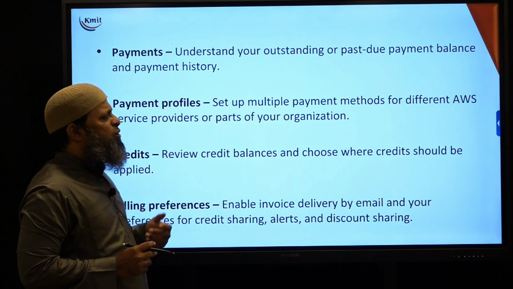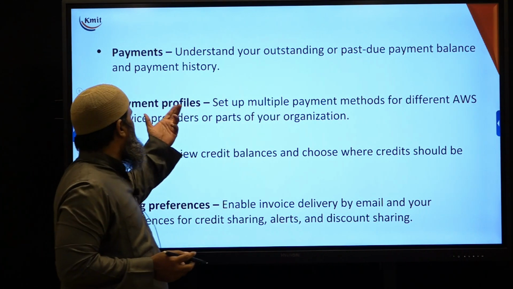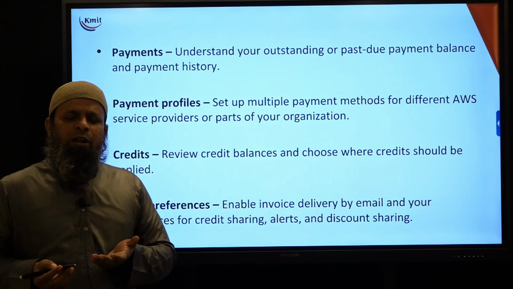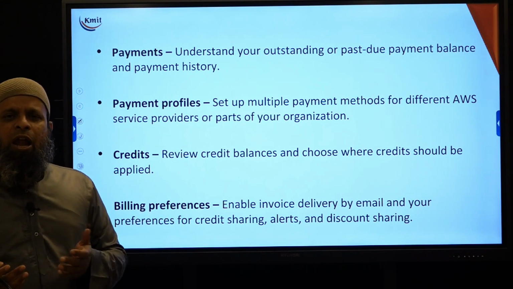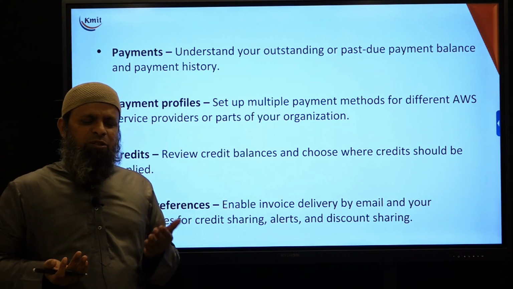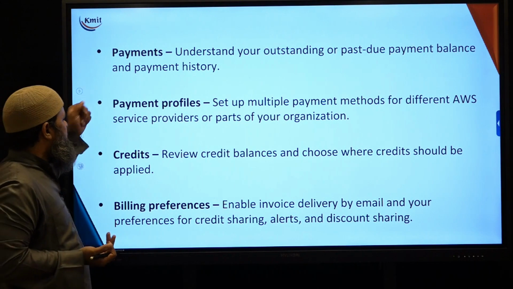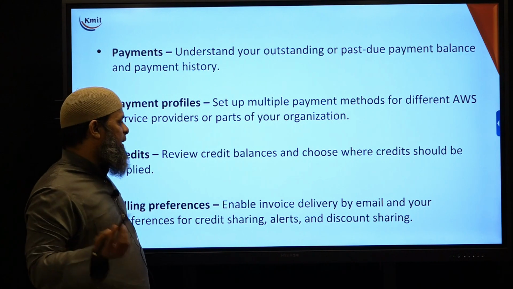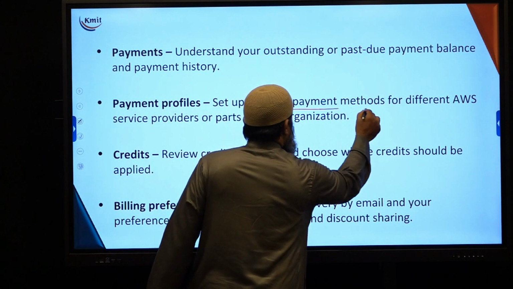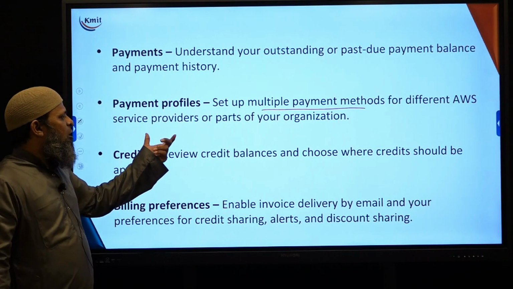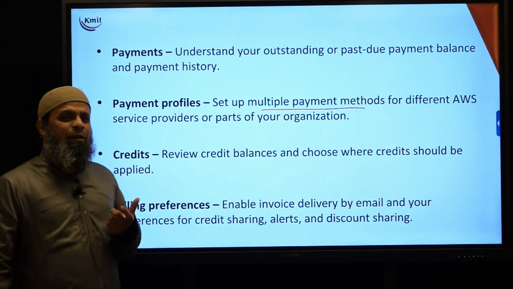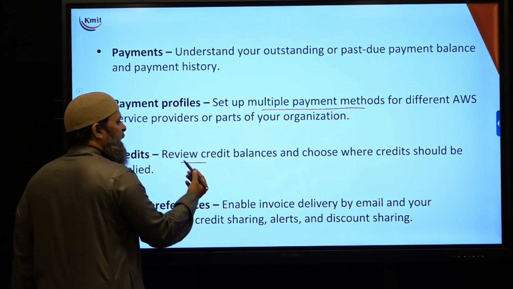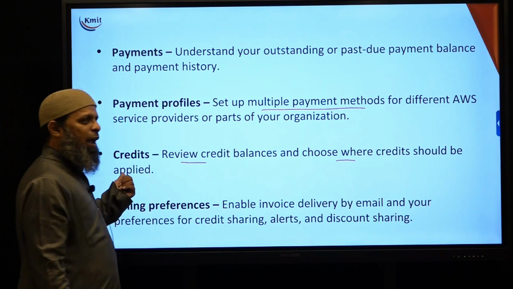You can understand your outstanding or past due payment balance and payment history. So, in the payments page you can see what all you have paid and how much was paid in the last 1 year and what the payment was for the last 6 months, all the details whatever you want to see. In payment profiles you can set up various ways of paying the bills, multiple payment methods for different AWS service providers or parts of your organization. And credits: you can review your credit balances and choose where credit should be applied.